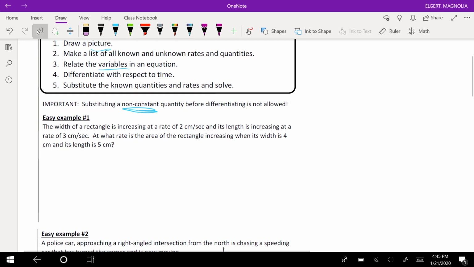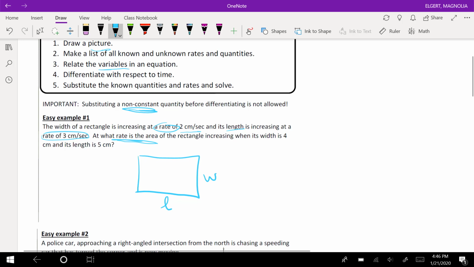Example 1 says the width of a rectangle is increasing at a rate of 2 centimeters per second, and its length is increasing at a rate of 3 centimeters per second. At what rate is the area of the rectangle increasing when its width is 4 centimeters and its length is 5? So we're looking for the rate of the area. That's our unknown. So if I follow my own little steps here, first thing is to draw a picture. Again, my pictures are not great. I would have my length and my width, and it doesn't really matter which one you put where.